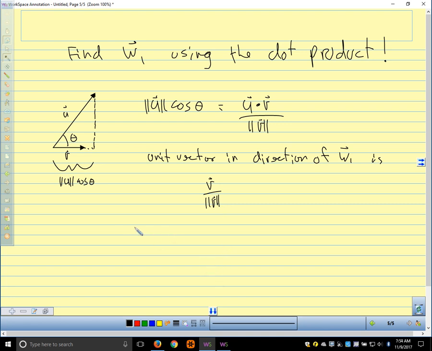So I can write W1 is U dot V over the magnitude of V times V over the magnitude of V. And usually what we write, or the way that you'll see it written, is U dot V over the magnitude of V squared times V.